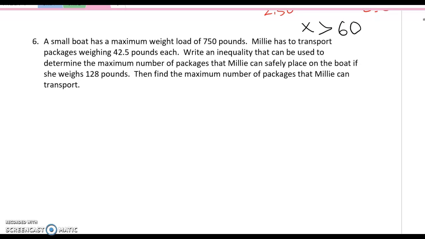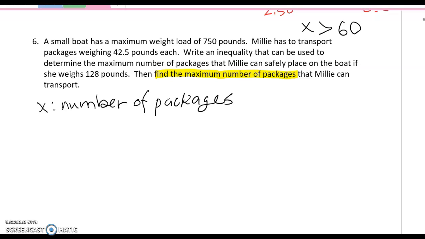Okay, moving on, example number 6. A small boat has a maximum weight load of 750 pounds. Millie has to transport packages weighing 42.5 pounds each. We want to write an inequality that can be used to determine the maximum number of packages that Millie can safely place on the boat if she weighs 128 pounds. Then we're going to find the maximum number of packages that Millie can transport.